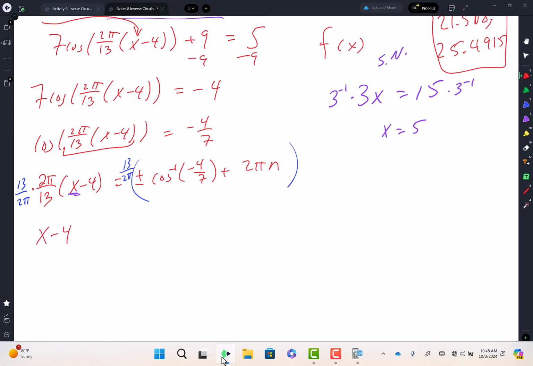X minus 4 equals, I'm distributing the 13 over 2 pi to both of these. Bam, bam. You don't have to do the sound effects. Plus or minus 13 over 2 pi arc cosine of negative 4/7, plus, and I'll slow down, the 2 pi's cancel out, and I just get 13n. Are we okay? I distributed, the 2 pi's cancel out, and I just get 13n.